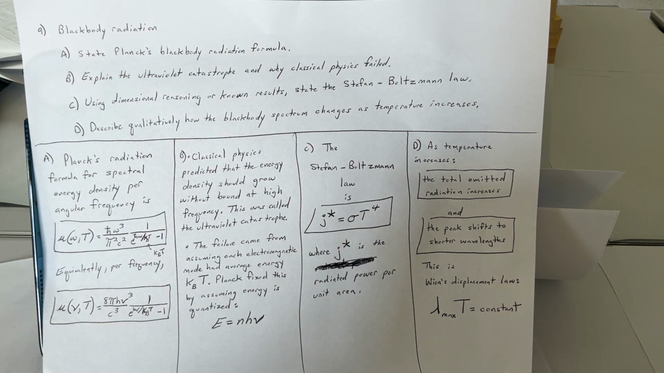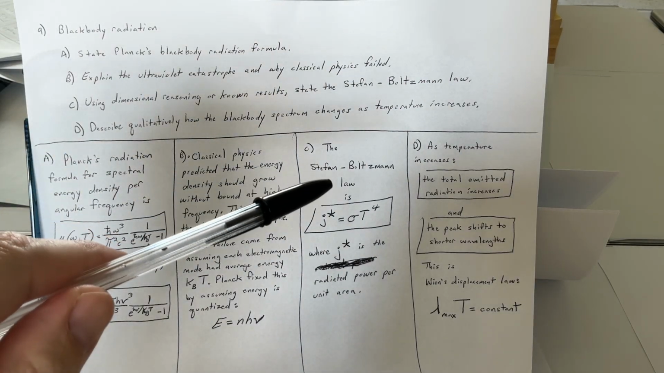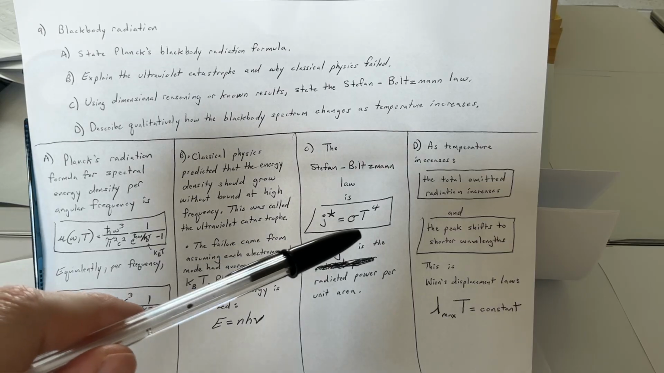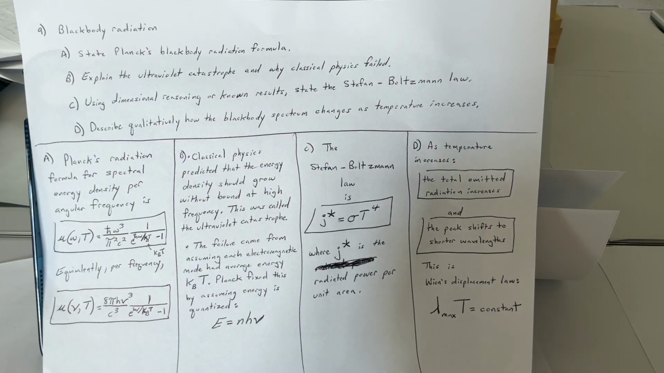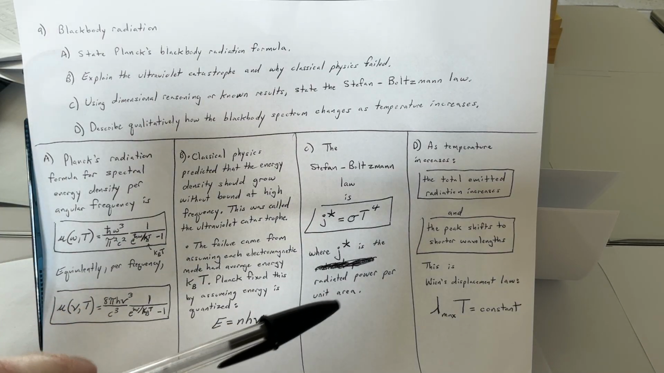Using dimensional reasoning or known results, state the Stefan-Boltzmann law. So the Stefan-Boltzmann law, again, this is textbook stuff, is that J star is proportional to T to the 4th, where J star is the radiated power per unit area.